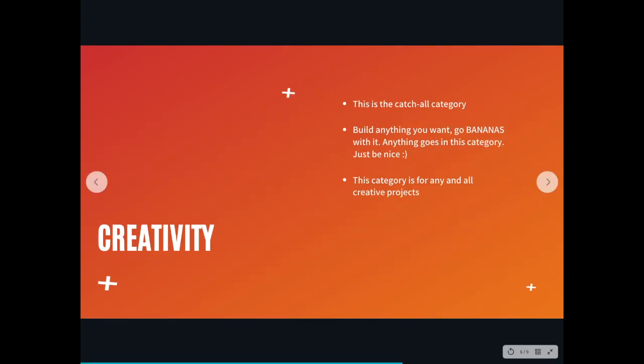Creativity. So this is the catch-all category. Anything else that doesn't belong in education or social good goes into creativity. So anything goes in this category, as long as it doesn't cause harm. But as long as it's not something that's going to cause issues, go for it.